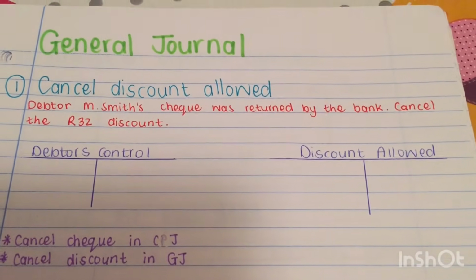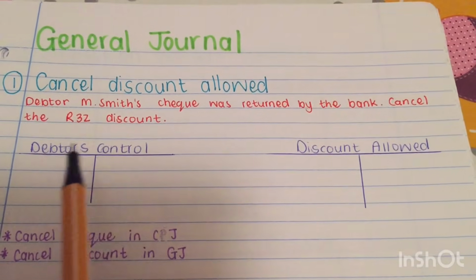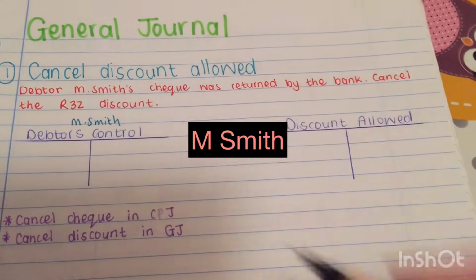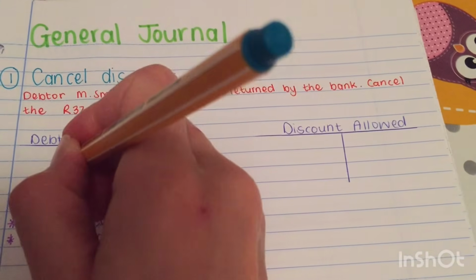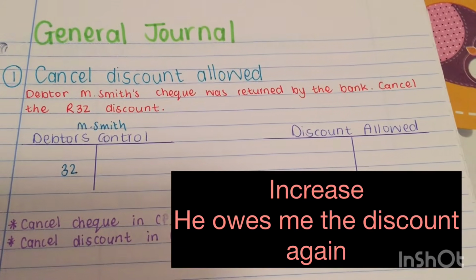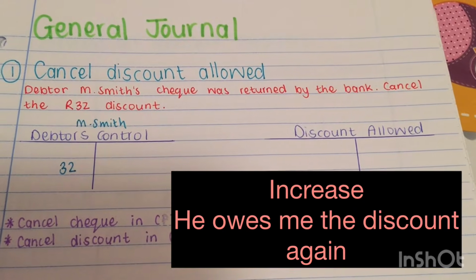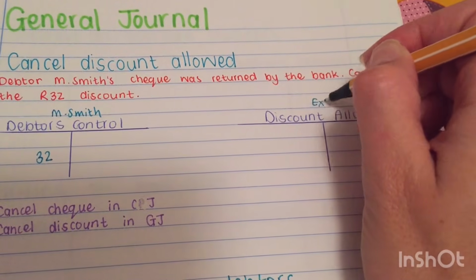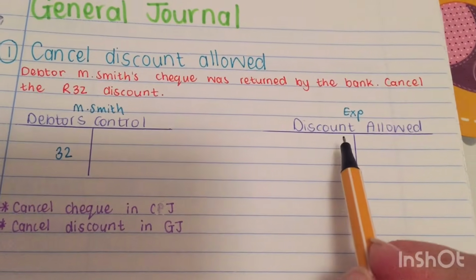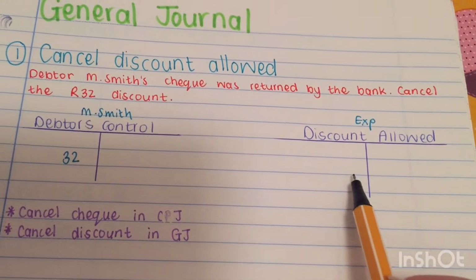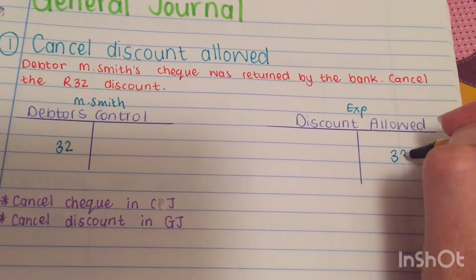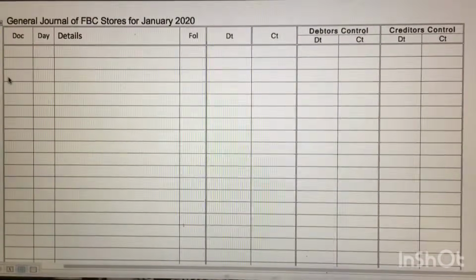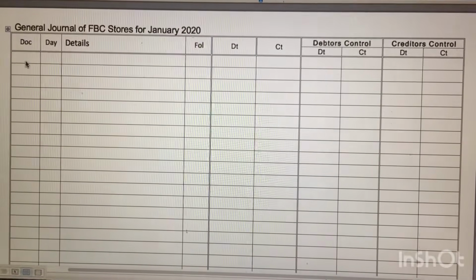So what's going to happen is debtors control, and specifically my debtor M. Smith as well, the debtors control account will now increase with 32 Rand because the debtor owes me the discount again. And then discount allowed is my expense. We normally enter it on the debit side, but if I want to cancel it, I'm going to enter it on the credit side. How does an entry like that look in my general journal?